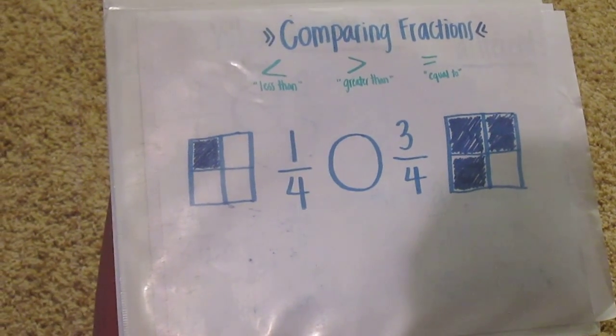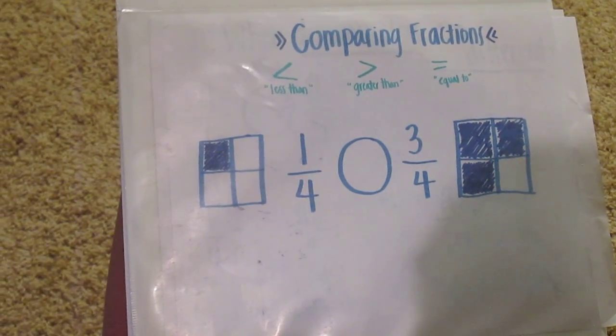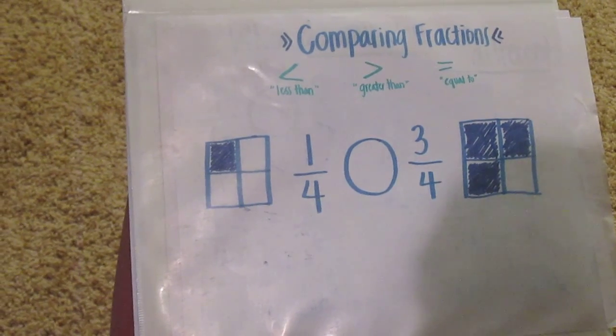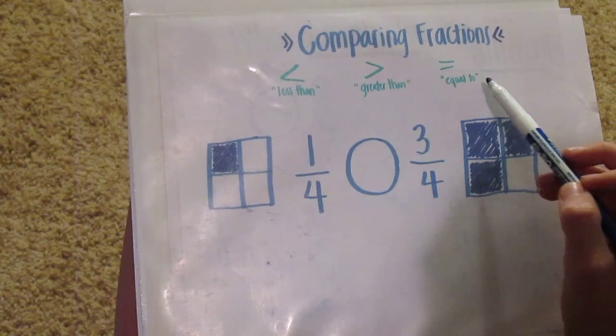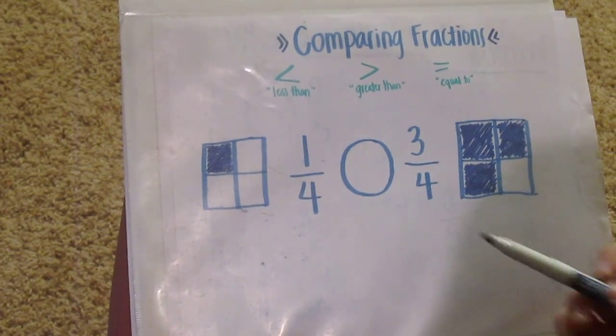Yesterday we learned how to create equivalent fractions, so today we're going to build off that knowledge and use it to learn how to compare fractions using less than, greater than, and equal to. Let's take a look at this first example.